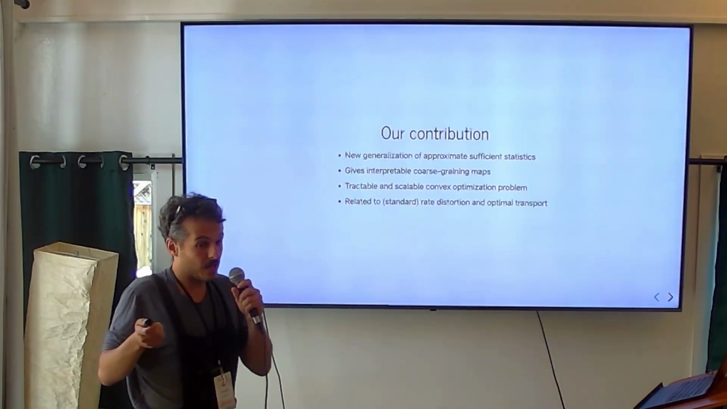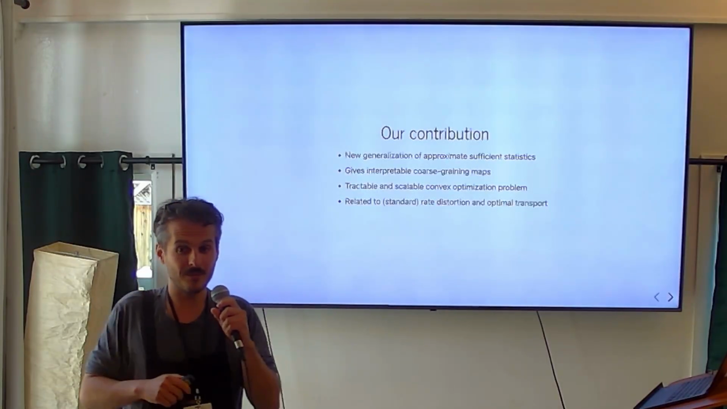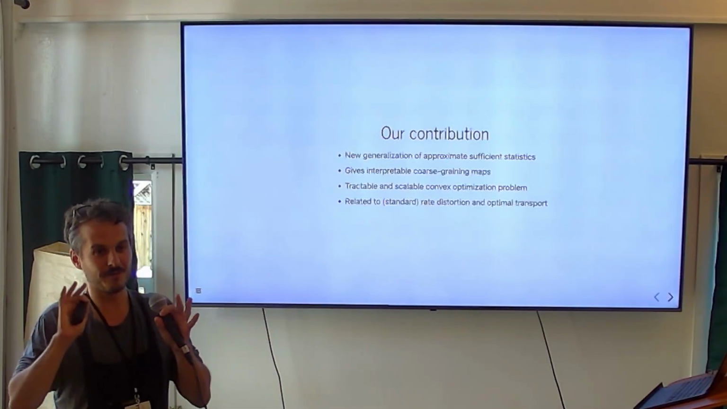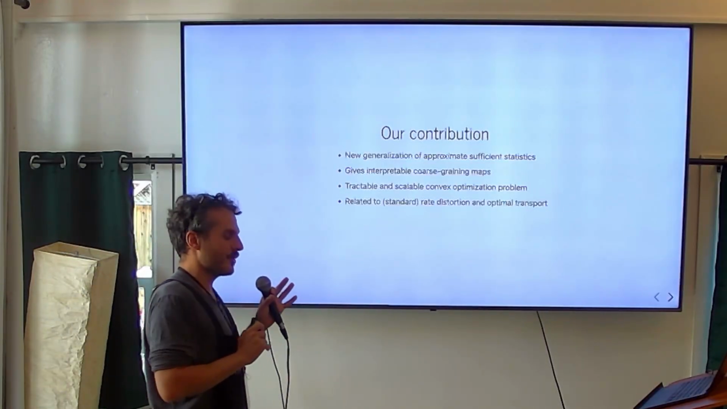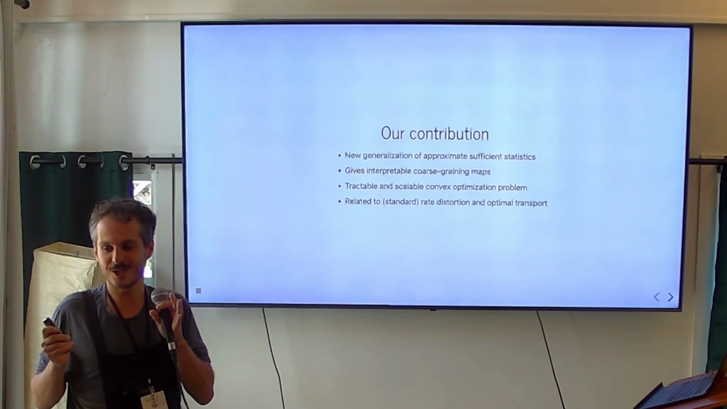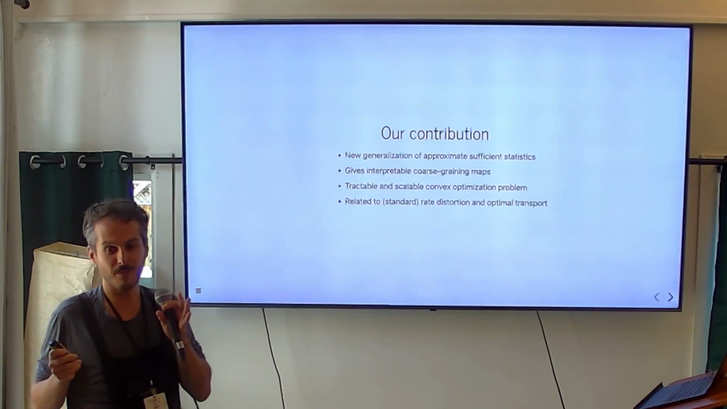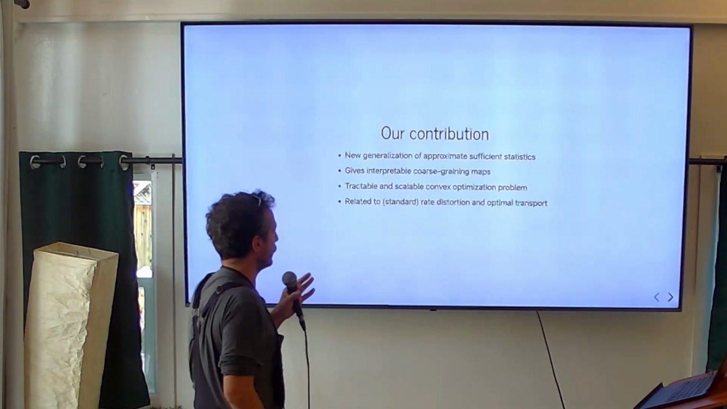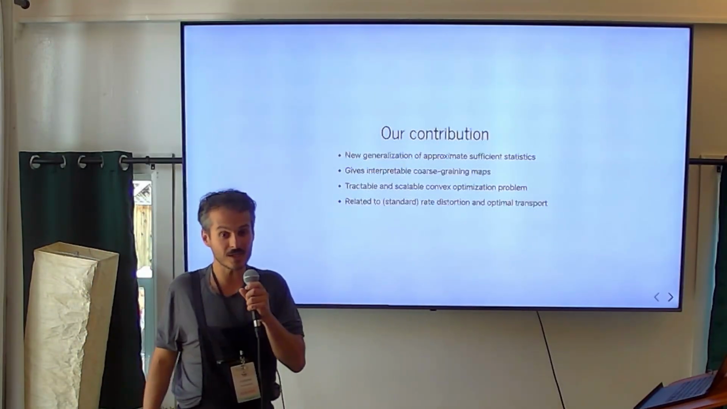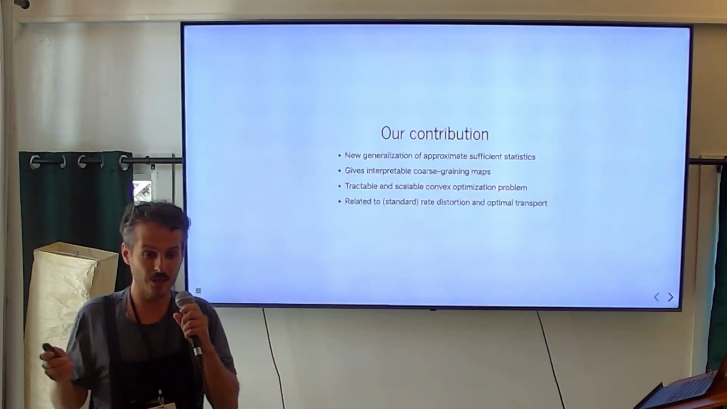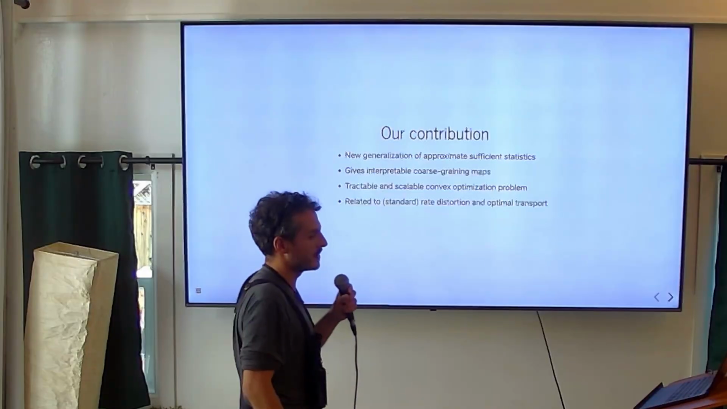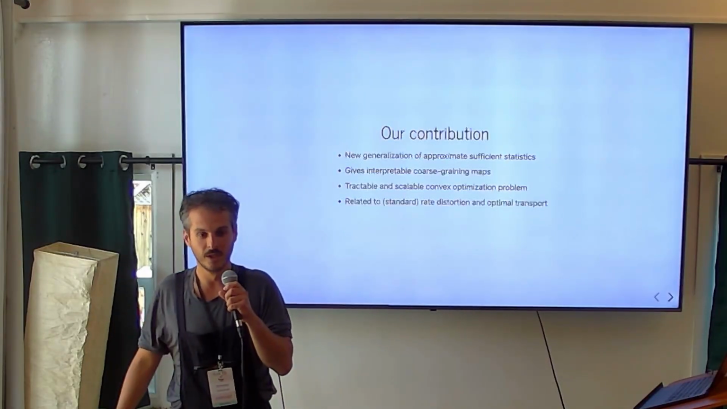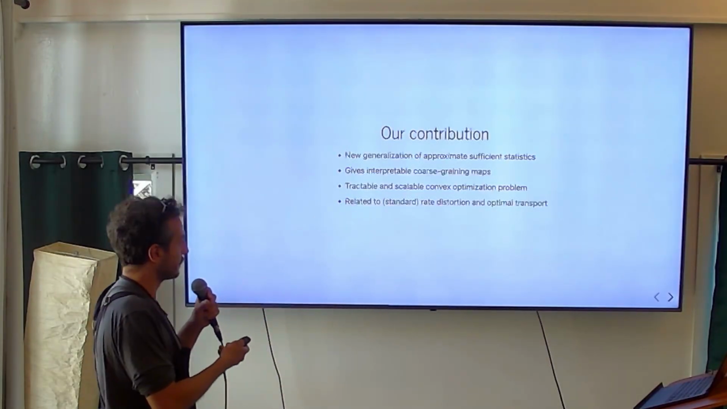And we're going to do that by formulating the problem. There's one subtle thing here: I'm not sure there is one best way to do this, so this is something I'm interested in playing around with. But I will talk about two ways to generalize approximate sufficient statistics. One of them leads to a regular old garden variety rate distortion problem, and one of them leads to an optimal transport problem. And I'll explain a little bit what that is.